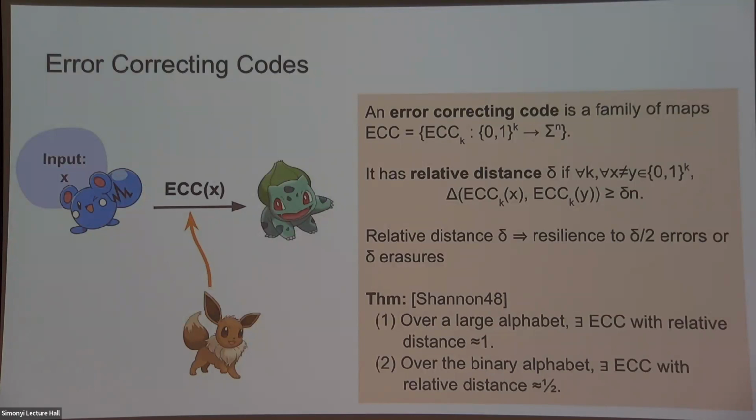So the question you could ask is, what is the best relative distance you can get for an error correcting code? It's known that if you have a large alphabet, then you can get relative distance 1. But over the binary alphabet, the best you can do is 1/2.